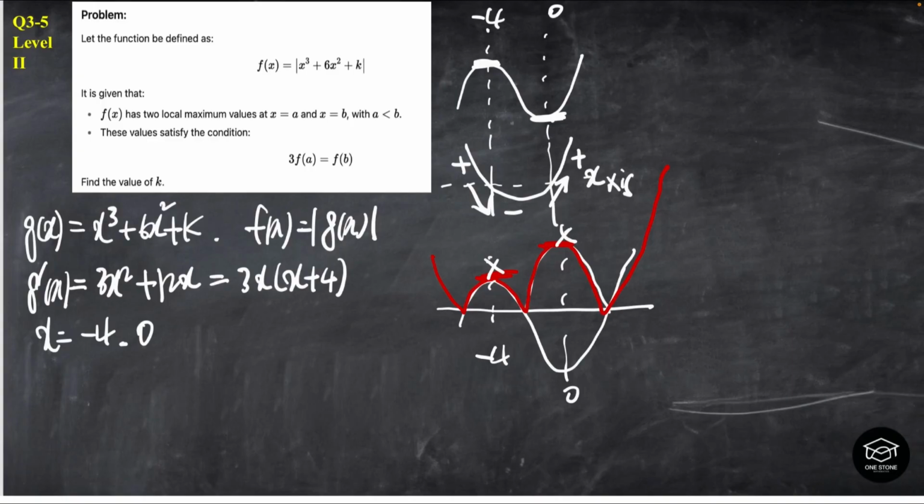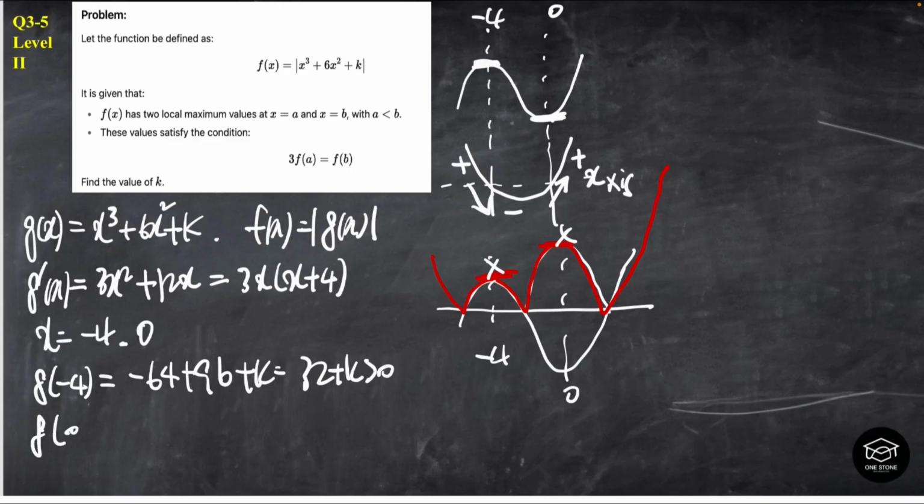Let's calculate the values. First, g of -4. That's -64 plus 96 plus k, which simplifies to 32 plus k. Next, g of 0 is just k. So we now have g of -4 equals 32 plus k, and g of 0 equals k. We also know that 3 times f of -4 equals f of 0.